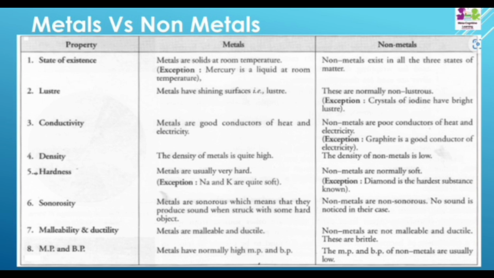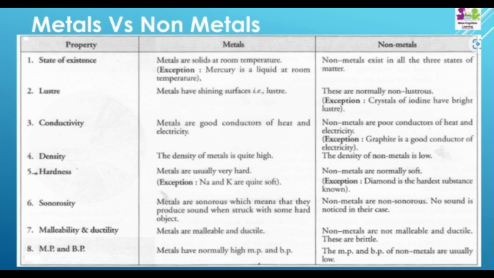And sonorous is the ability to make sound. So you can see all metals have the ability to make sound. So they are sonorous in nature, whereas non-metals are non-sonorous in nature. They do not make any sound.